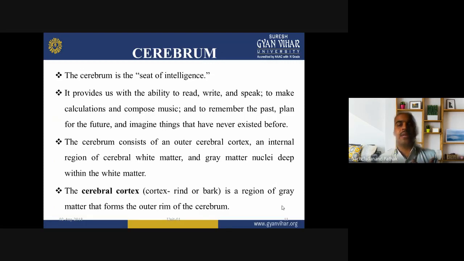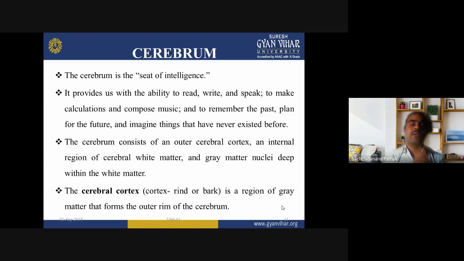It gives us the ability to calculate, read, write, speak, compose music, remember the past, plan for the future, imagine, and think. So these are all done by the cerebrum. It provides us with the ability for these diverse things: we can read, write, speak, make calculations, compose music, remember the past, plan for the future, and imagine things that have never existed before.